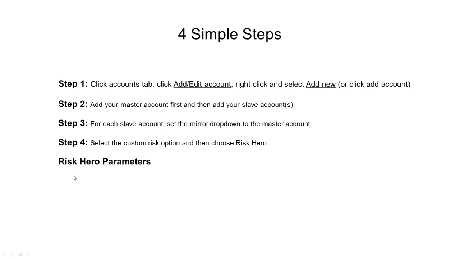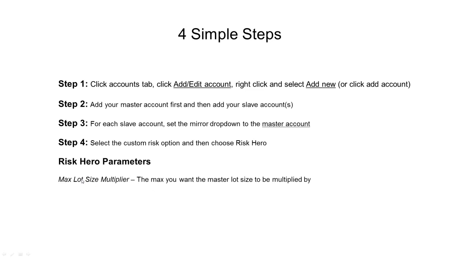Then let me show you the Risk Hero parameters. These are also very simple. There's only 3. You've got your max lot size multiplier. This is going to be the maximum that you want the master lot size to be multiplied by. So let's say you have the same account balances and the master trades 1 standard lot.